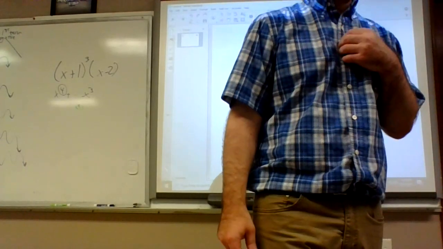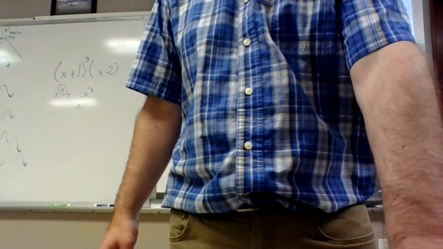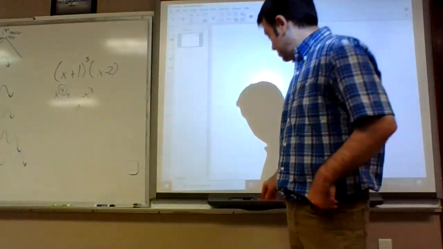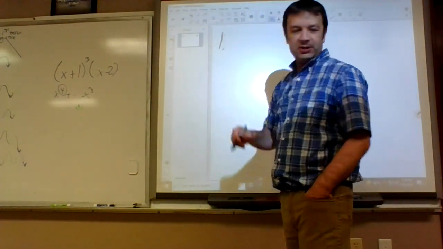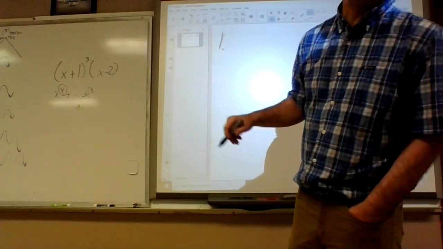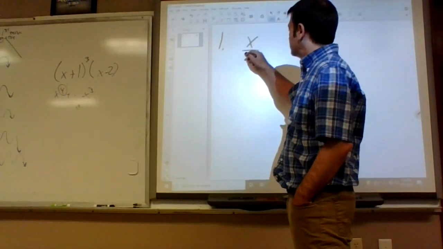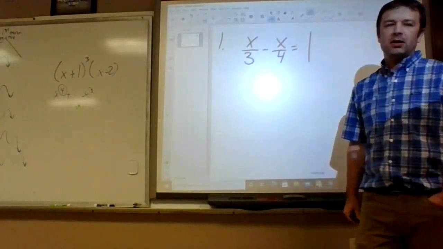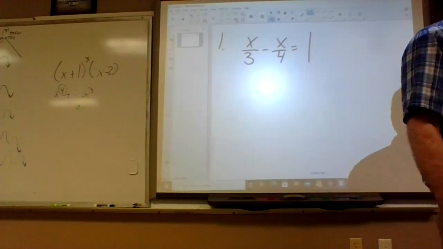Doing page 87, 1 through 15, 20 through 22, 28 bonus. So, what is different about these problems today? They have fractions and decimals.